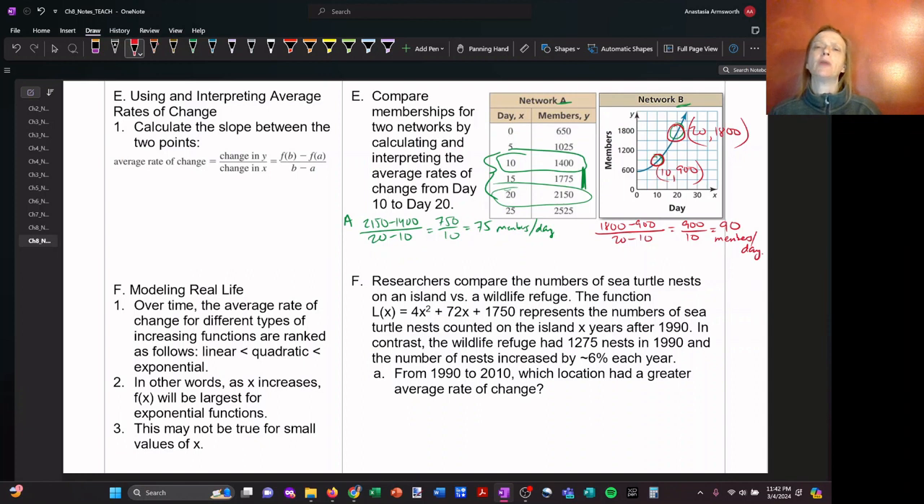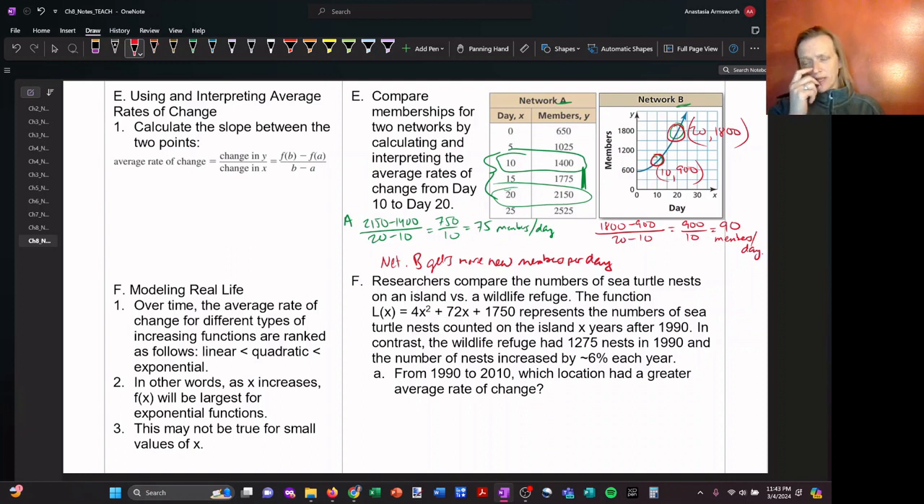So if we compare those two numbers over this particular time span, network B has a higher rate of change, is gaining more new members per day than network A. Network B gets more new members per day on this time scale anyway.